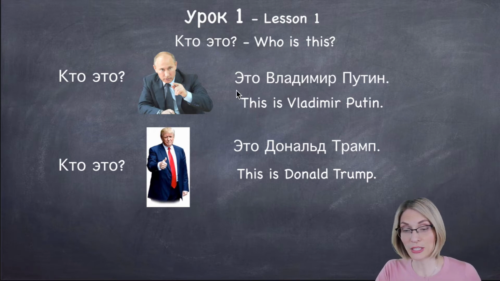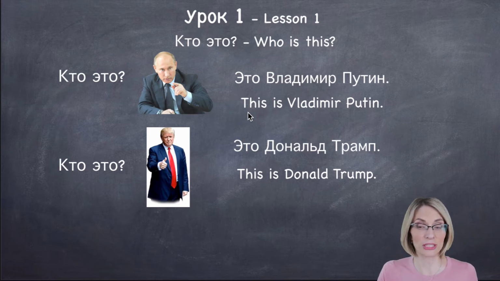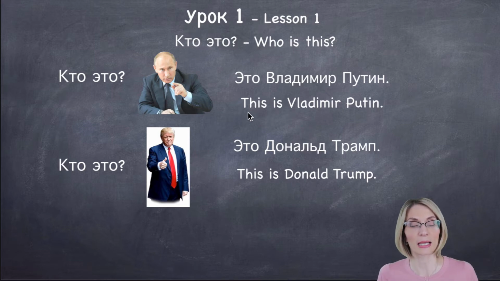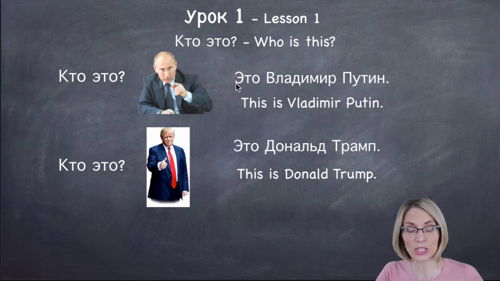By now you should already know the pronoun это. Это means exactly this is. Every time you want to refer to something, present something, like saying, this is my friend, that's my house, these are my friends. So you will use the unchangeable word это. Это Владимир Путин.